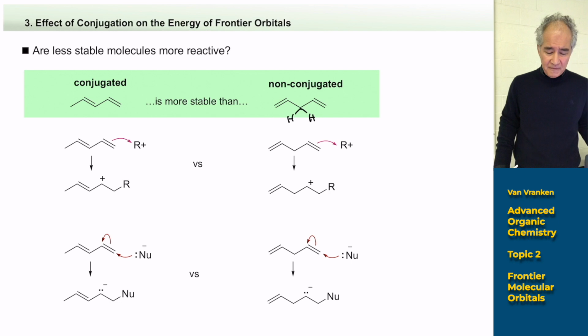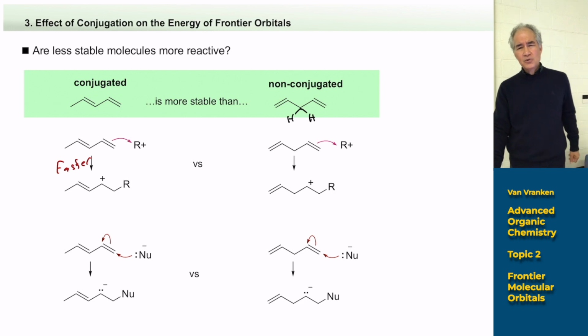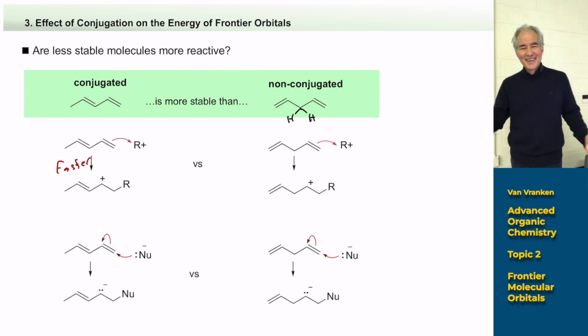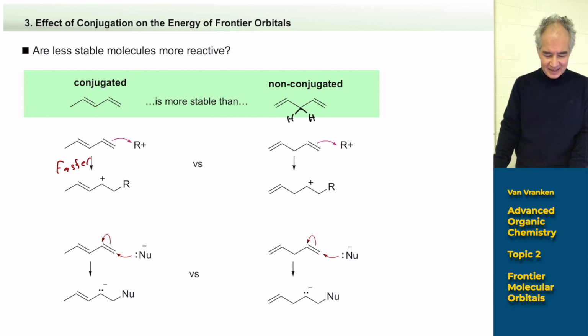Now, which one of these should be faster? Well, I think we know which one should be faster. The one over here should be faster. Why is that? If you took an introductory course in organic chemistry, they would have told you, oh, that's because the product is more stable. You know, half the time in organic chemistry, more stable products form faster. The other half the time, less stable products form faster. So you've got to be super cautious about applying that rule.